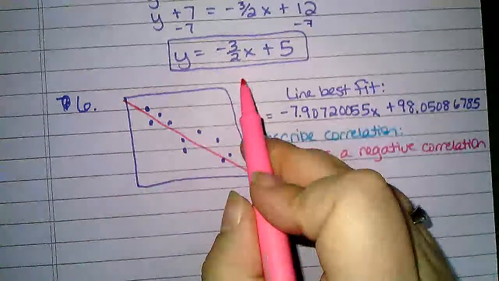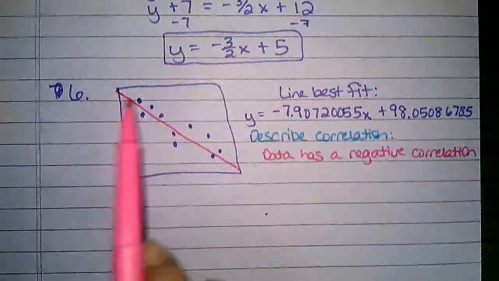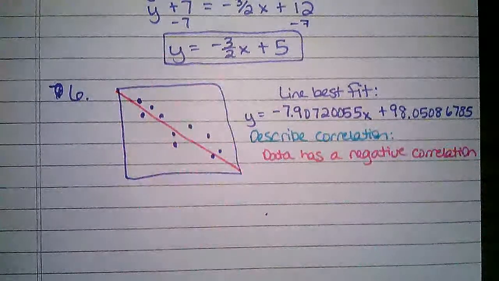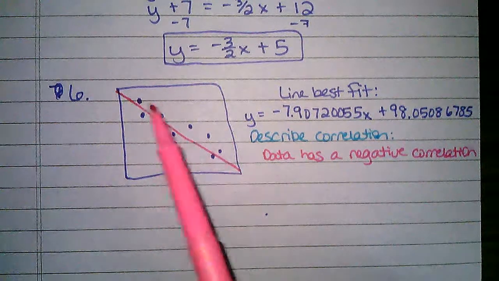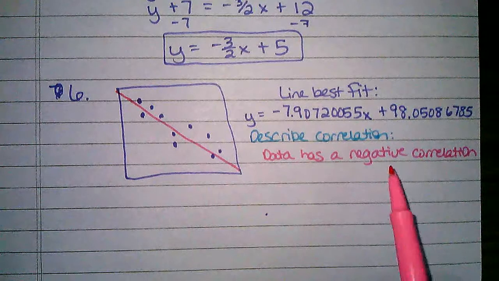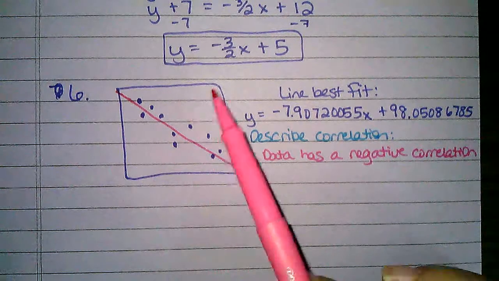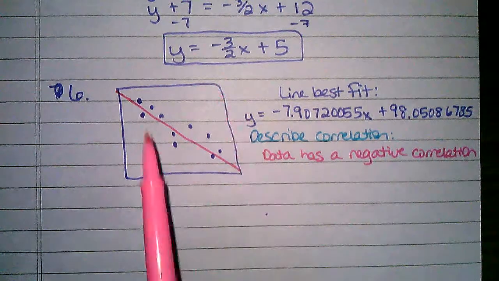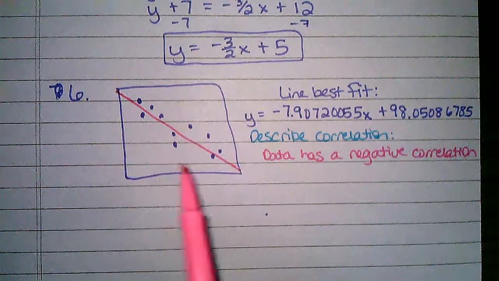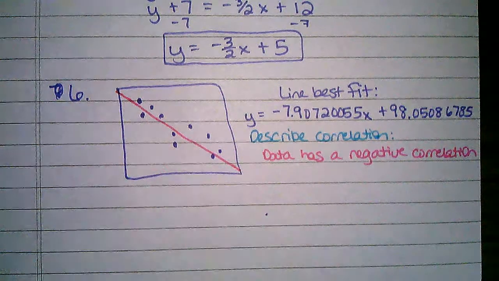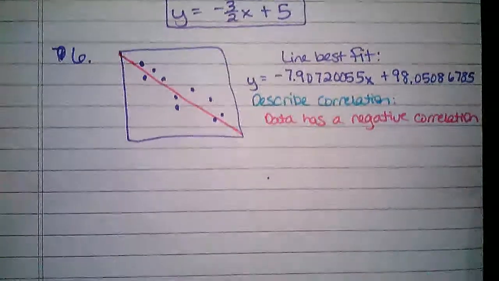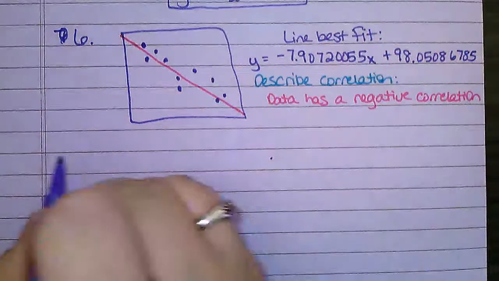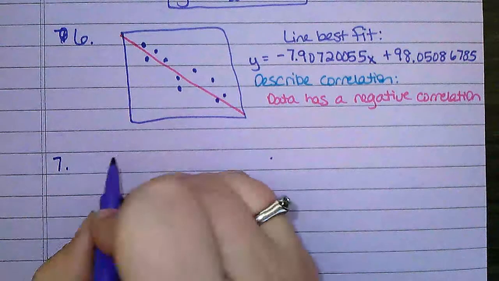If it had been going up, it would have a positive correlation, or if it had been all scattered throughout and no, like, see how they're kind of clumped together and they kind of go downward? So that's a negative correlation. If they had been clumped together and going upward, that would have been a positive correlation. And if they would have just been scattered throughout and not looked like they were all going in one general direction, that would have been no correlation. Okay, and then our last one, number 7, yay, the lights came back on.